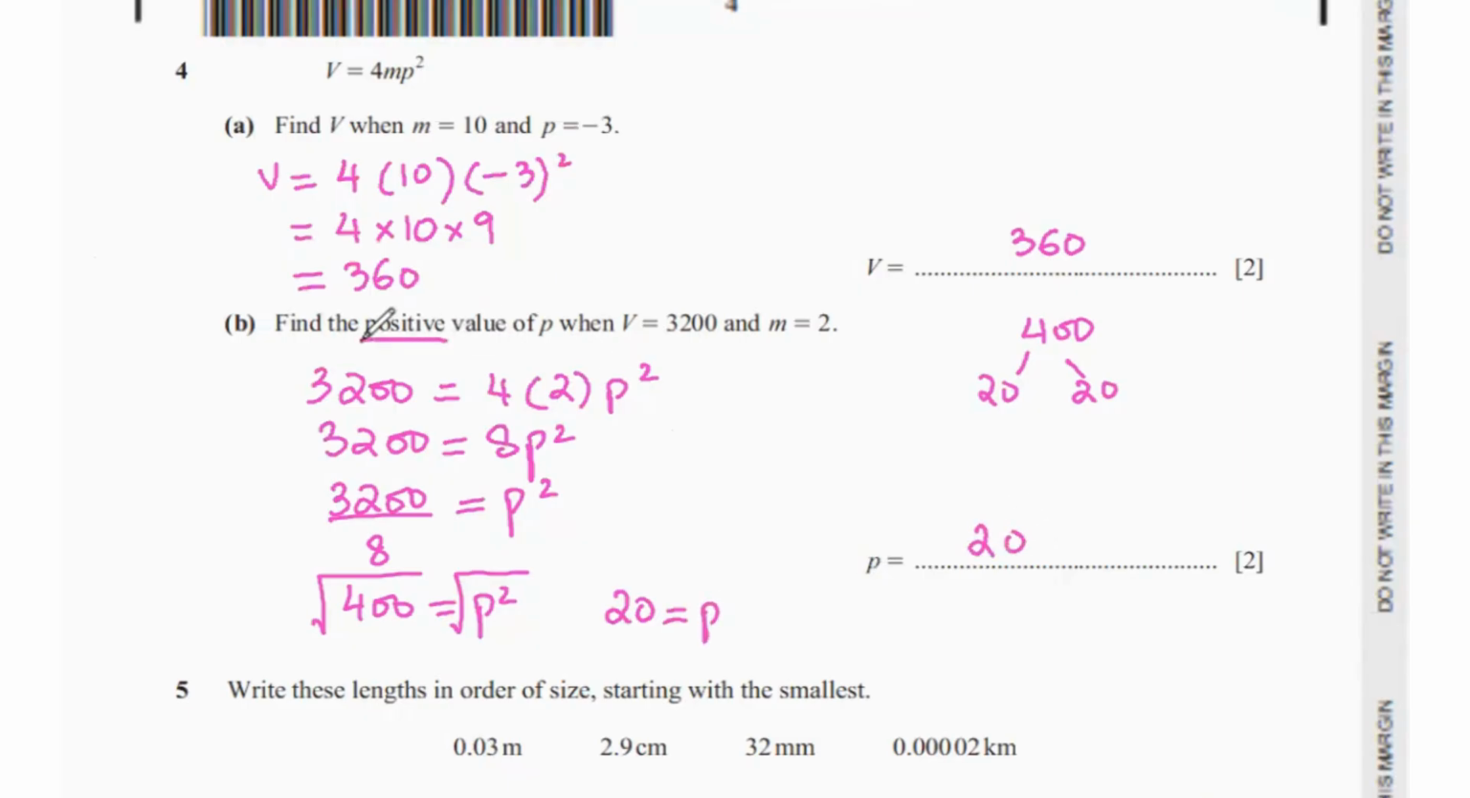Now it says positive value. The reason why it says positive value is because when you square root a number, you get a positive and a negative value. So it's plus minus 20. But since they only asked for positive 20, you just write p equals 20.